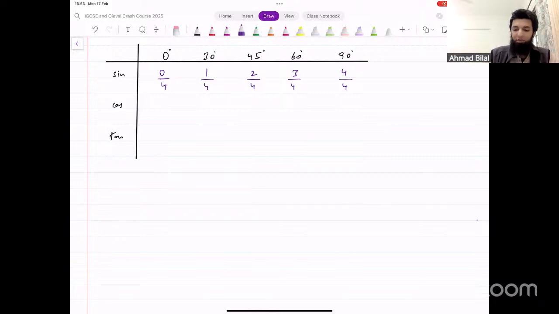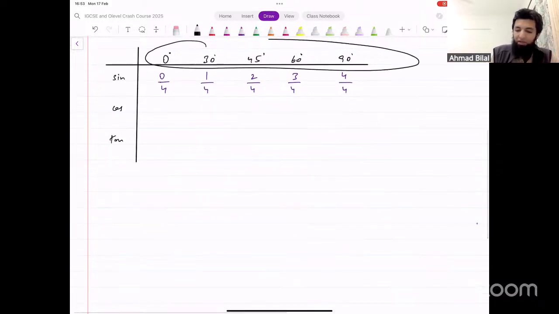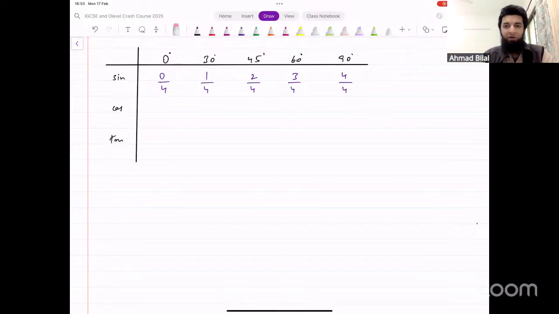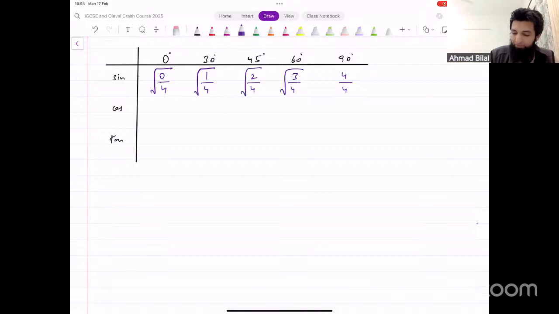Okay, so let me repeat. You write down the angles 0, 30, 45, 60, 90. These are the 5 common angles that you have. And now, to remember how to figure out their sine values, you would write these numbers like this: 0, 1, 2, 3, and 4. Once you've written those numbers, you divide all of those numbers by 4, and then you take square root of that whole thing. This is what you do.